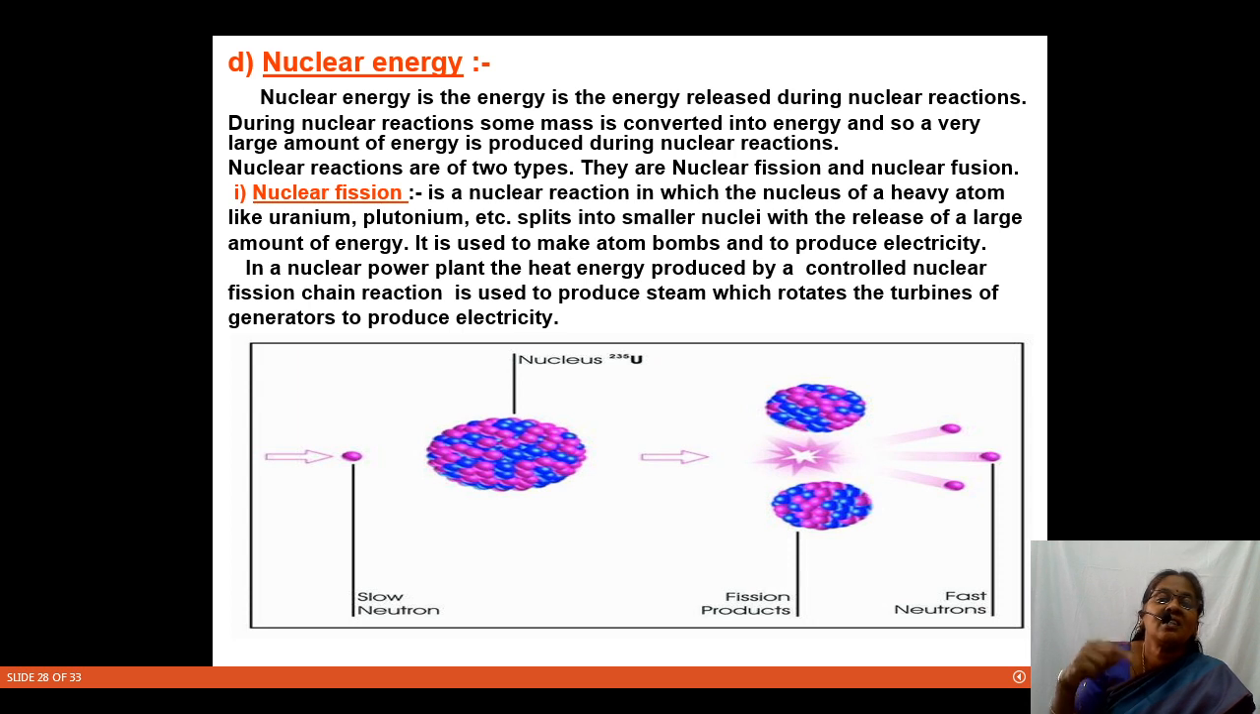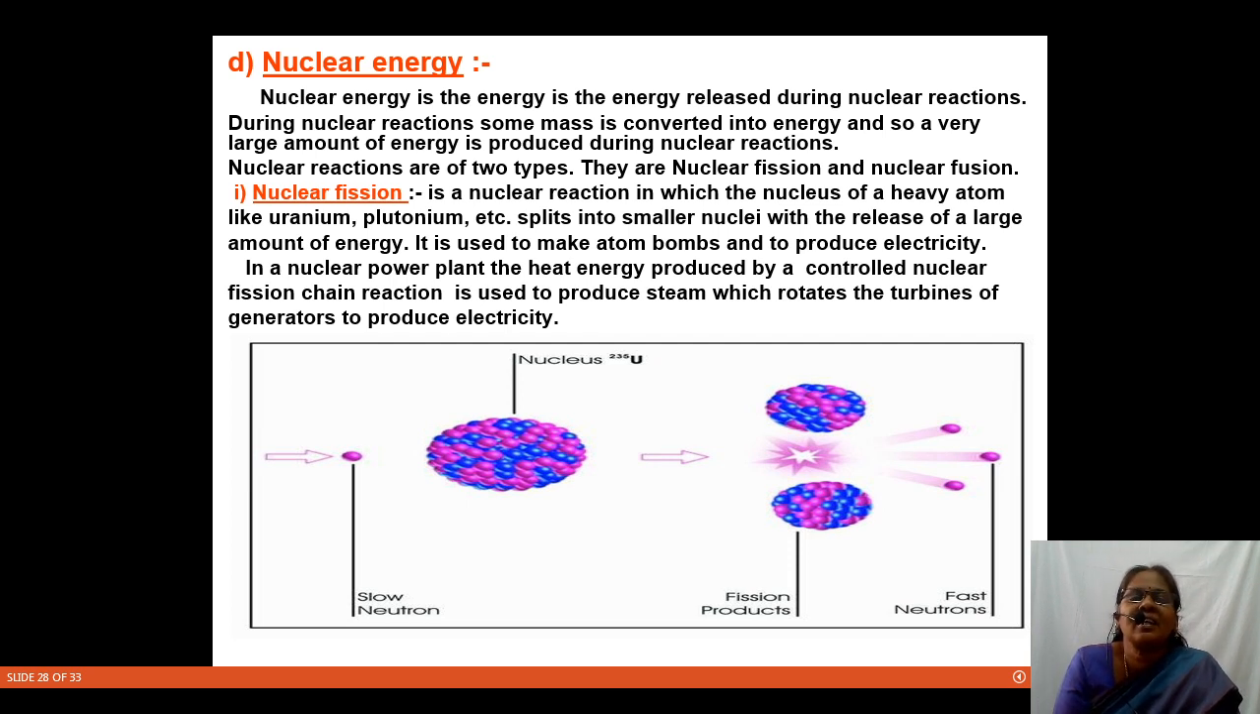Chemical energy means energy released from the outermost electron from the orbit in an atom. But nuclear energy means the energy has to be released from the nucleus of an atom. It has to be released from inside the nucleus. From there, the energy has to come.